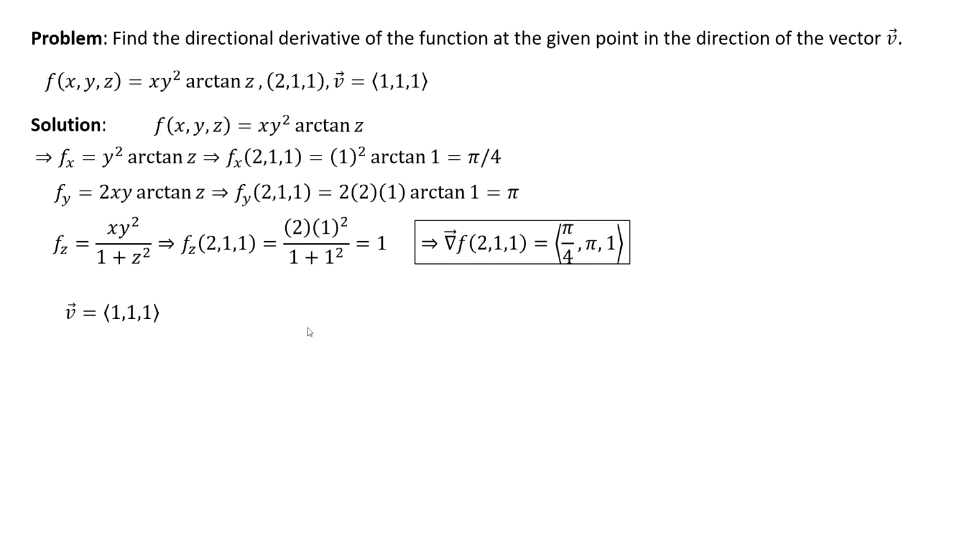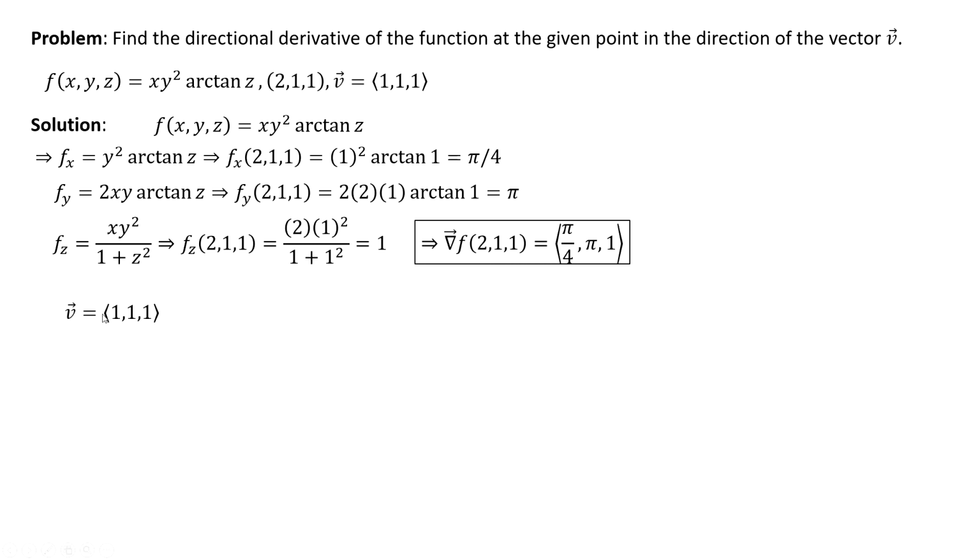One difference here though. Whenever people say find the directional derivative in a certain direction, make sure that the direction they give is actually a unit vector. In the previous case, it was. But when you look at this, v is not a unit vector. Why not? What's the magnitude of this? Square root of 1 squared plus 1 squared plus 1 squared, that is square root of 3. So that means it's not a unit vector.